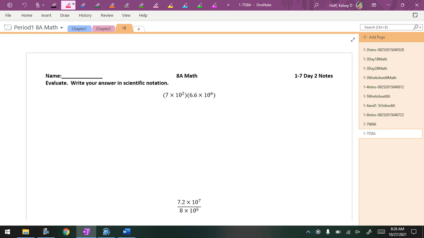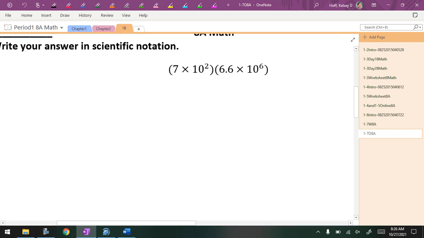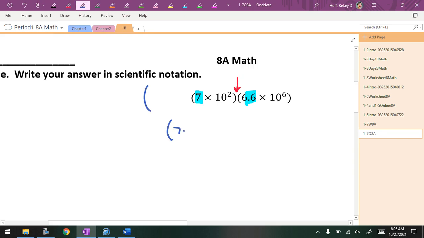Okay? So, Petro, to get you caught up, yesterday we started multiplying and dividing with numbers written in scientific notation. So when you have two parentheses right next to one another, you're multiplying. Okay, so we need to regroup. We're going to regroup our front numbers together. 7 times 6.6.